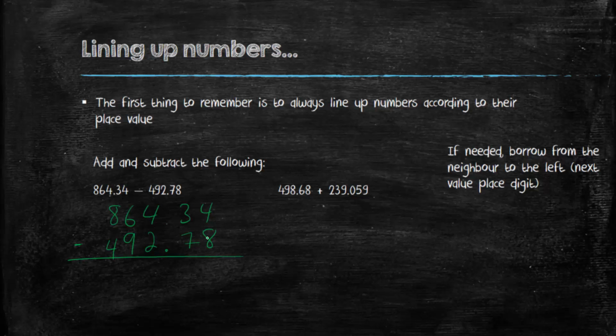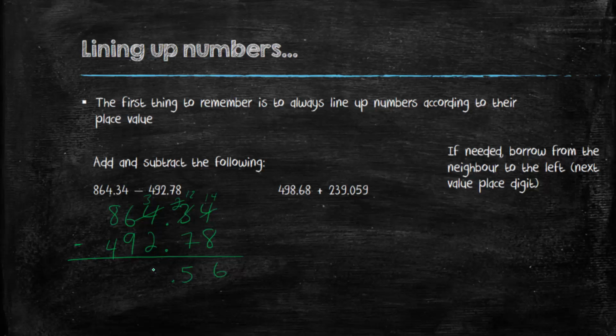And now we subtract. When we're subtracting, if we need to, we can borrow from our neighbor to the left, which is the next, higher place value, in order for us to subtract. So 4 minus 8, well, we can't do that, so we need to borrow from our neighbor. We borrow from the 3, it becomes a 2, and the 4 becomes 14. 14 minus 8 is 6. 2 minus 7, can't do that again, we have to borrow from here, so this becomes a 3, and this becomes a 12. 12 minus 7 is 5.